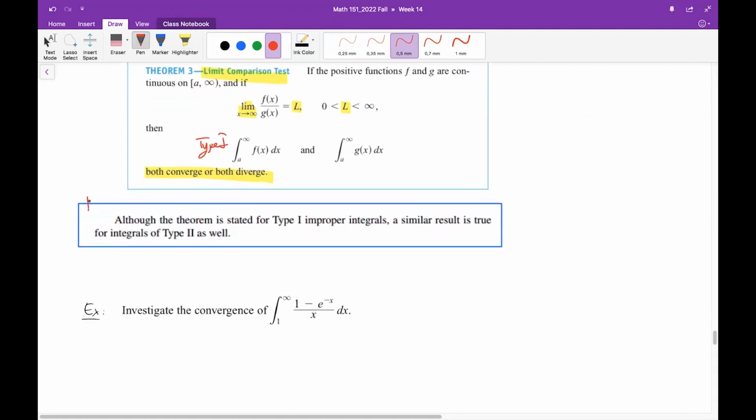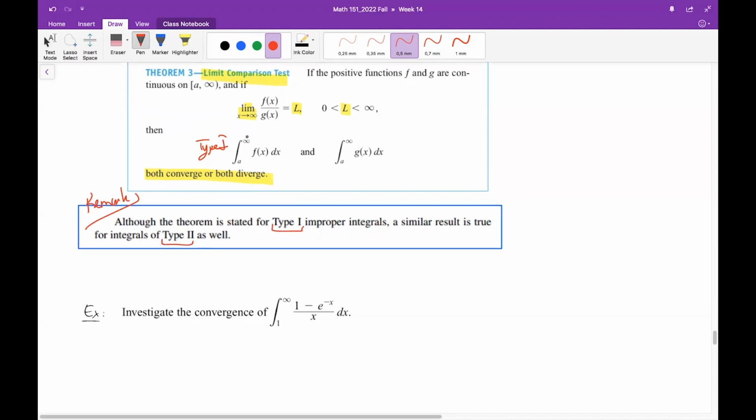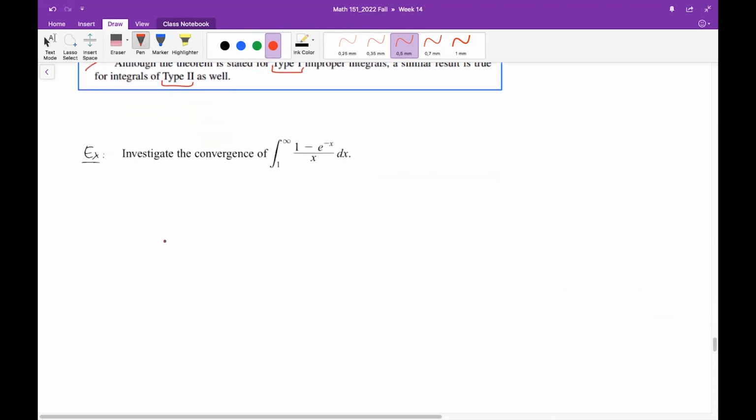And here we have a remark saying that the limit comparison test, which is stated here for the improper integrals of type 1, is also valid for the improper integrals of type 2 as well. Okay, let's try to apply this test in this example. We want to investigate the convergence of this improper integral of type 1.